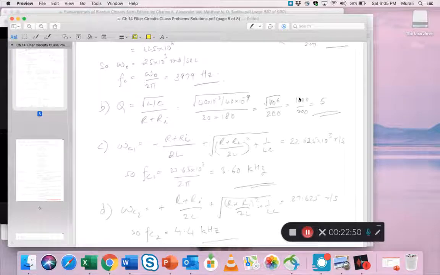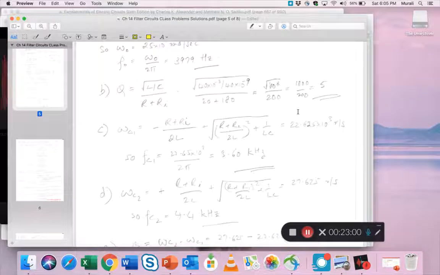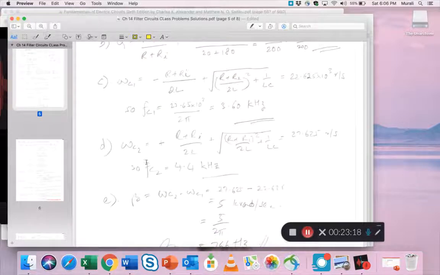Using this and the other formulas that we have already seen previously, we now need to find the corner frequencies. So first I calculate omega C1, the lower corner frequency. It comes out to be this value. Then I convert that to hertz, and that's 3.6 kilohertz. Same method to find omega C2, the second corner frequency, and that comes out to be 4.4 kilohertz.